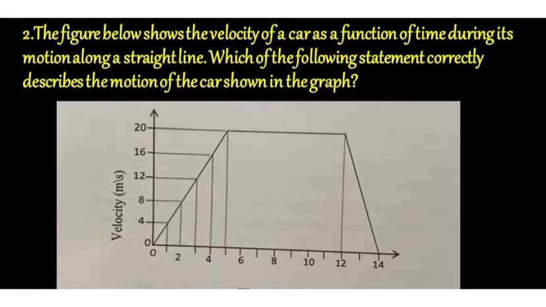Question number 2. The figure below shows the velocity of a car as a function of time during its motion along a straight line. Which of the following statements correctly describes the motion of the car shown in the graph? Given the graph here, velocity versus time graph is given.